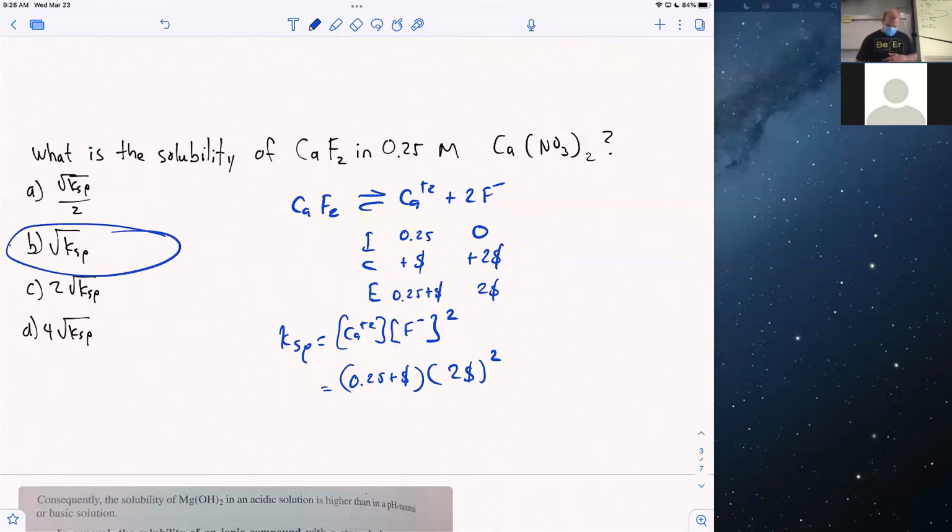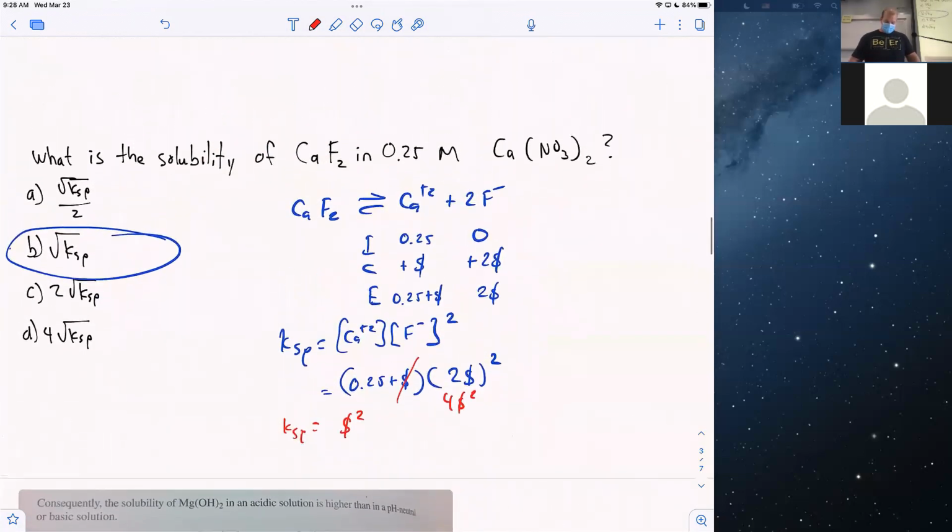Because if you notice, the 2s squared is 4. You can discount that s. And so this is going to be 0.25 times 4 solubility squared. 0.25 times 4 is 1. So KSP is equal to solubility squared, which means solubility is the square root of KSP. So questions with this one?